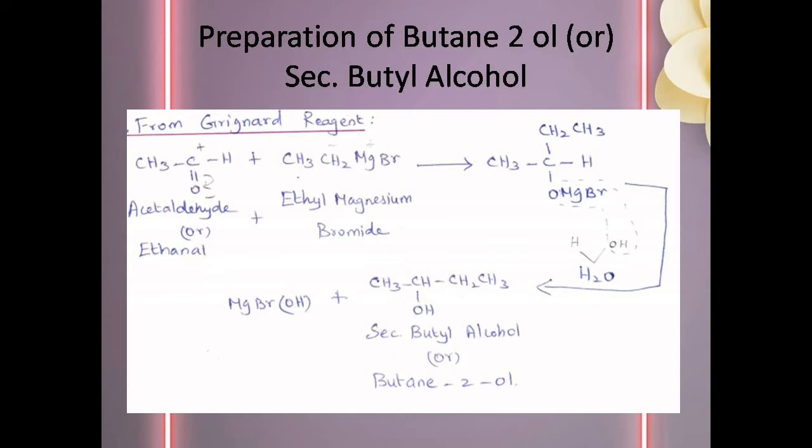The same way positive and negative are indicated. Positive goes to negative, negative goes to positive, and we get the complex compound. Afterward water is added, and water splits into hydrogen and OH. OH is added with the MgBr, so we get the respective product, that is secondary butyl alcohol, or butane-2-ol.